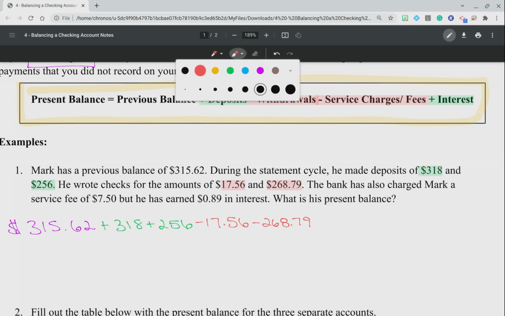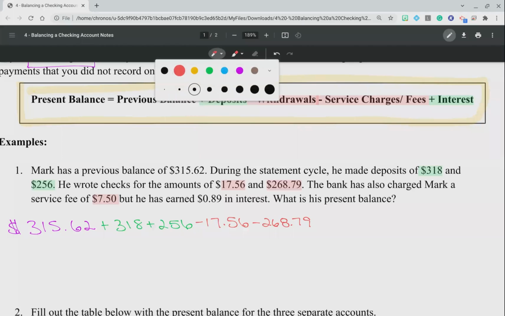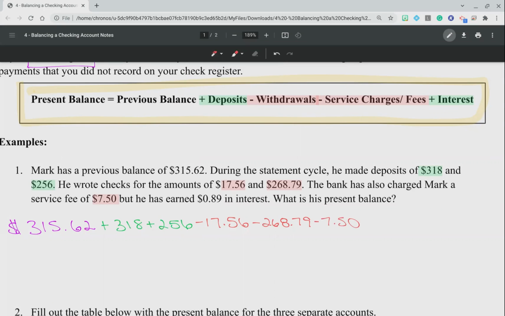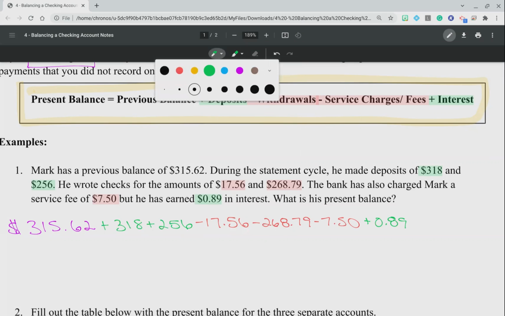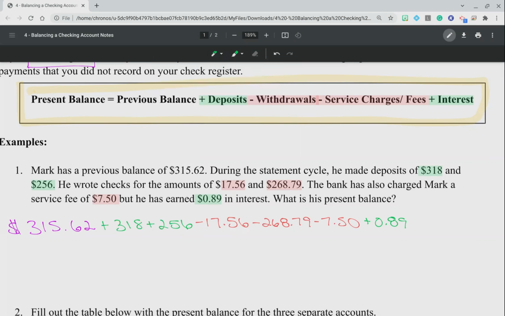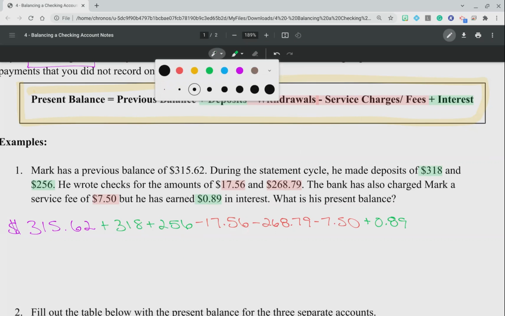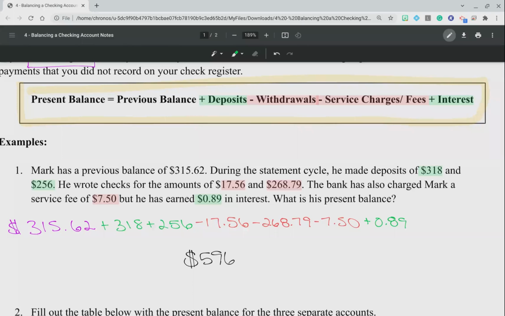Then we have a service fee, which is taken by the bank. So I'm going to subtract $7.50. And then super exciting, I earned 89 cents in interest. So I'm going to add 89 cents to find my present balance. Type all of that in your calculator, and you should get a present balance of $596.66.